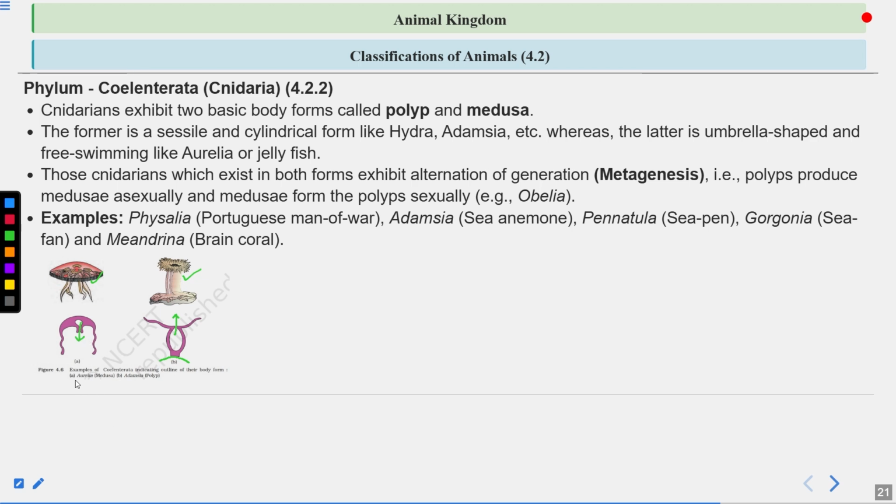So in the case of Aurelia, we see the medusa stage. In the case of Adamsia, we see the polyp stage.